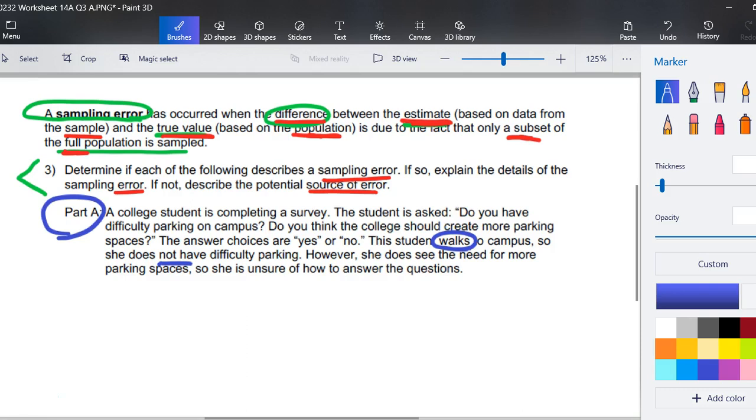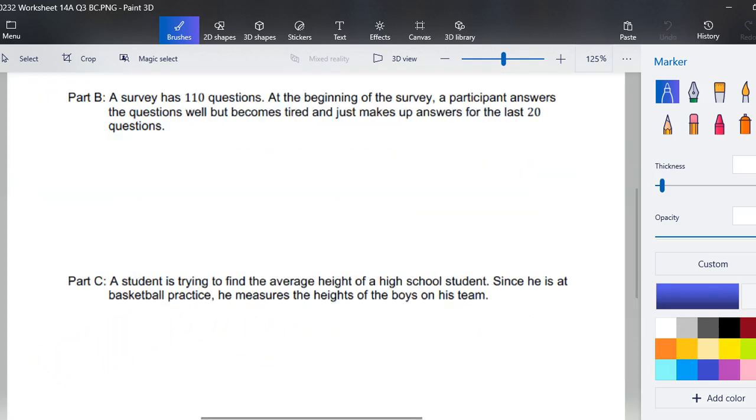So on part A, this really isn't sampling error. The source of this error lies with the fact that there are those in the sample who are not even in the population. In other words, she doesn't even park on campus, but she's in the sample and it doesn't even apply to her. So yes, there's error, but not because of a sampling error. Moving on to B and C.